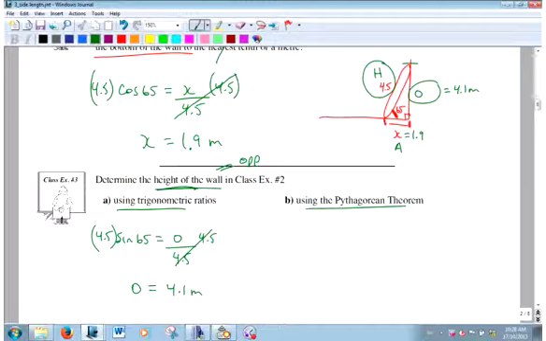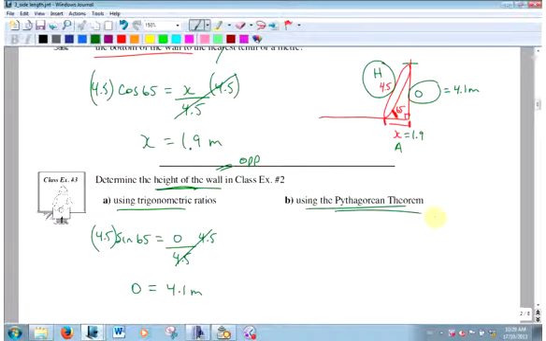Could I have used this length 1.9 to determine that? Could I have used the tangent ratio? Sure I could. But why do I want to use this one instead of this one? Because I might have made a mistake. Maybe that's wrong. Always use what you're given in the question originally, because if this one's wrong and I put it in this calculation, now this one's wrong too. But I know I got it right.